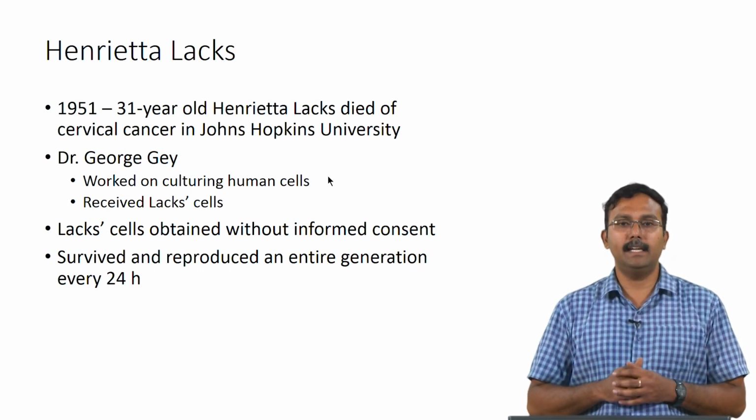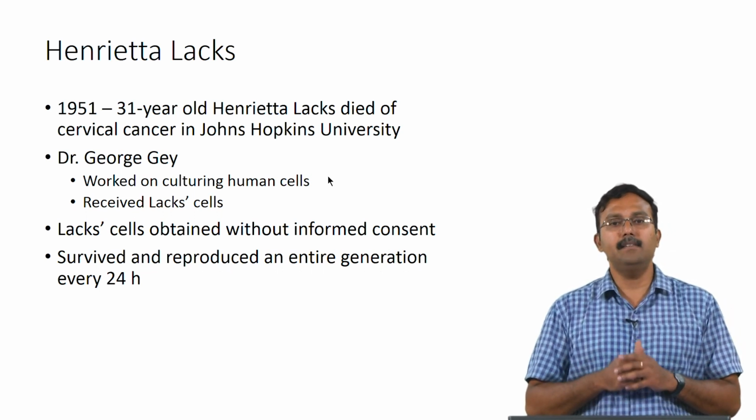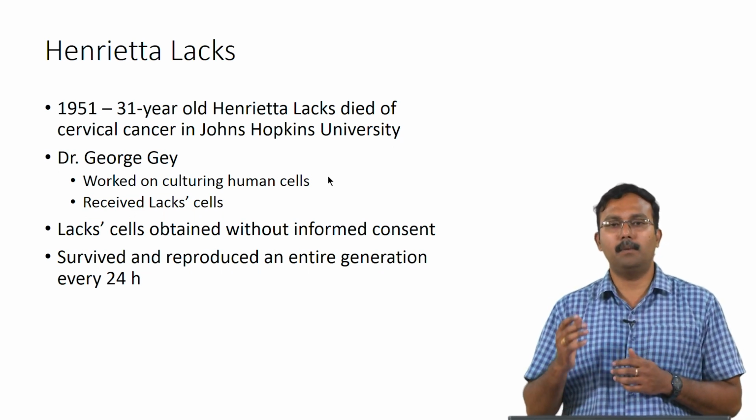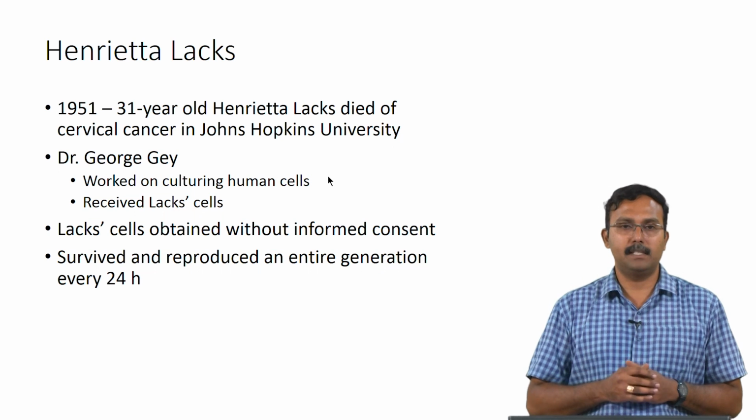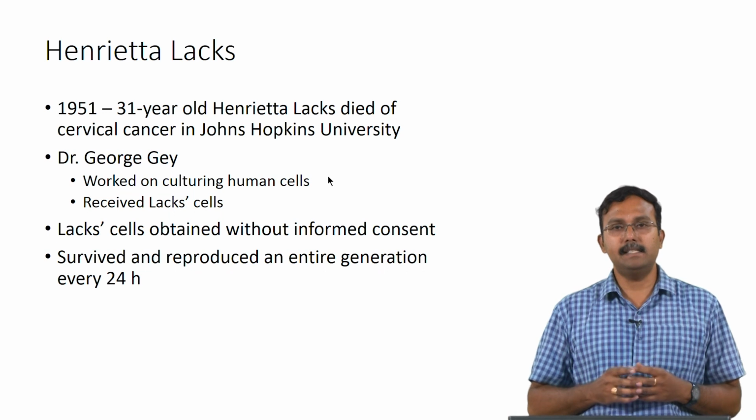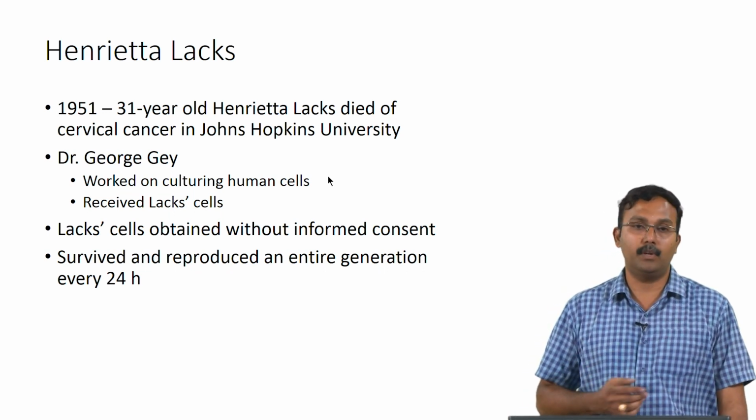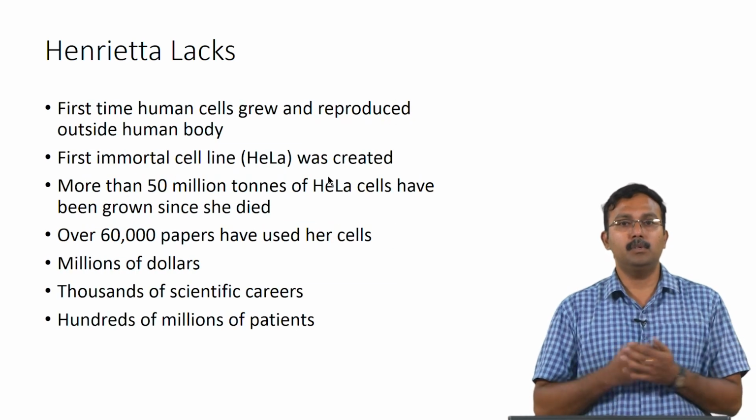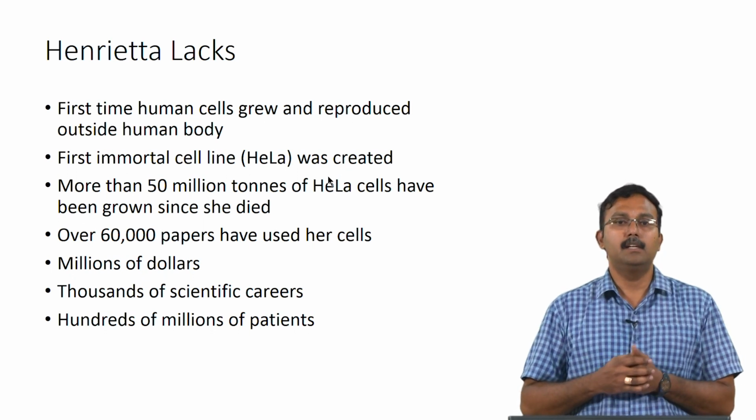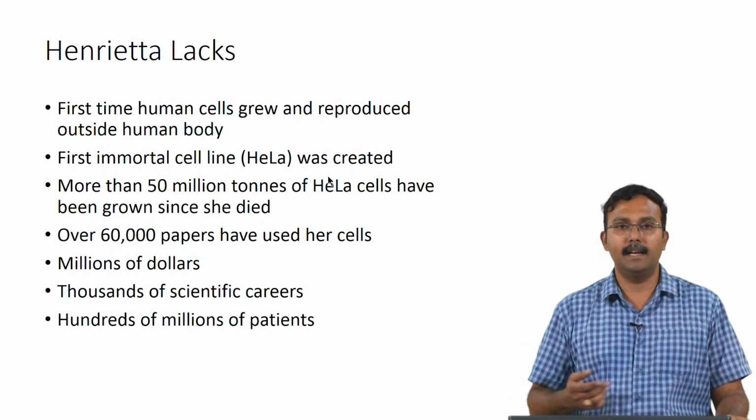So, Dr. George Gey, who was at that point working on culturing human cells, received Henrietta Lacks' cells. Her cells were obtained without informed consent. These cells survived and reproduced an entire generation every 24 hours. This was the first time human cells grew and reproduced outside the human body. So, the first immortal cell line, the HeLa cell line, which you might have heard of, was created.